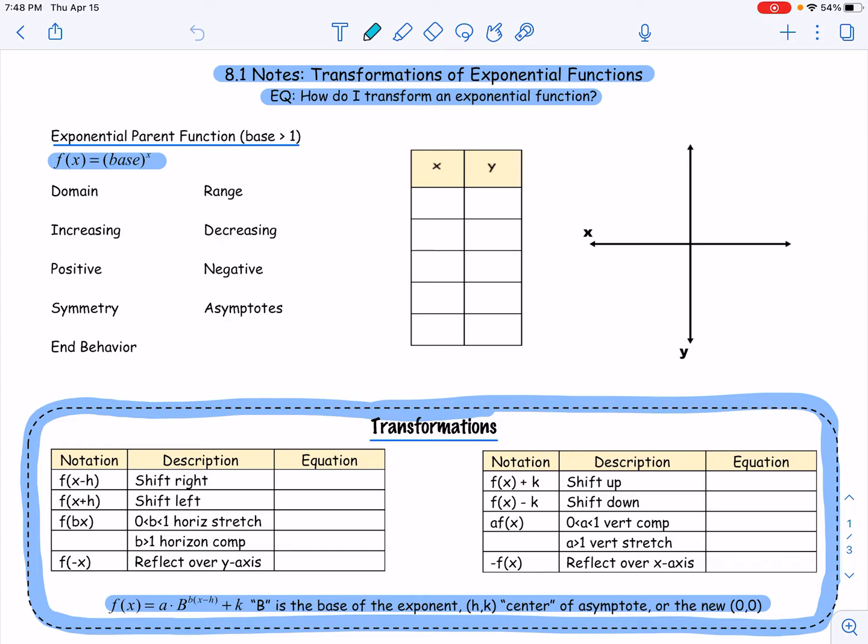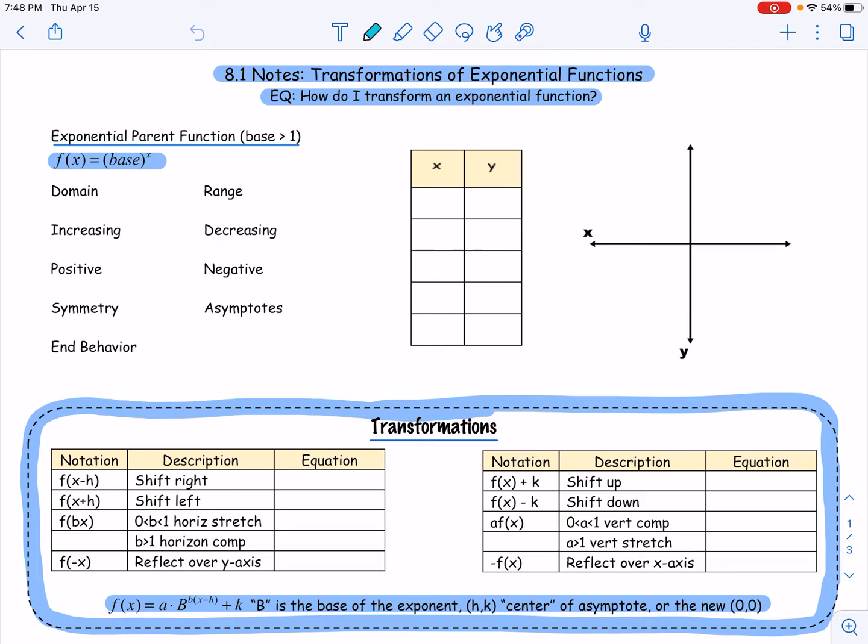So we're going to have some base, and our bases are always going to be greater than 1. That's going to show exponential growth. If our base is less than 1, it's showing decay, which is going to kind of mimic a reflection over the y-axis, but we'll see that later on. Most of the time for right now, our bases are going to be greater than 1. So like I said, it's going to be showing growth. So we're going to have some number raised to the x power. That is the parent function.